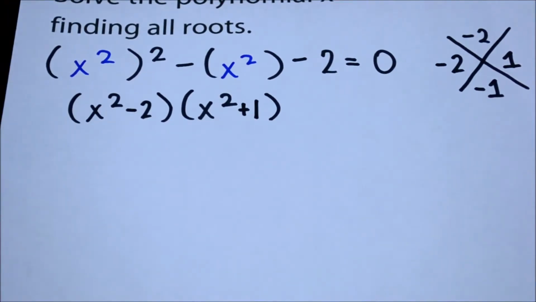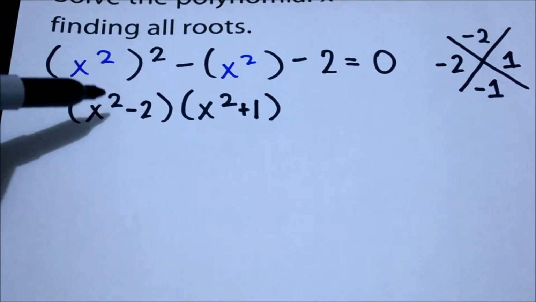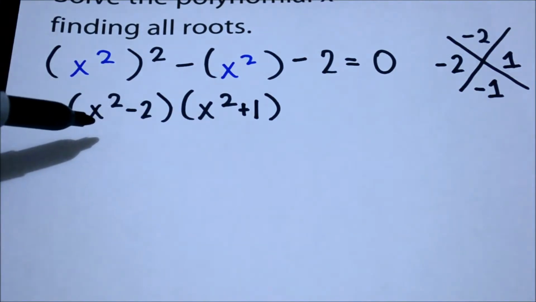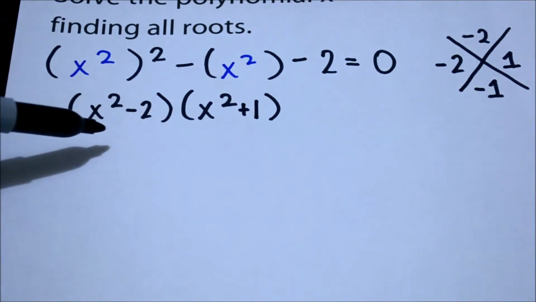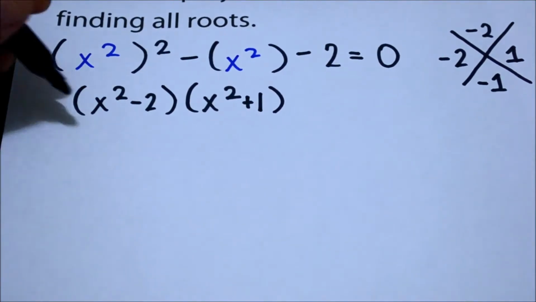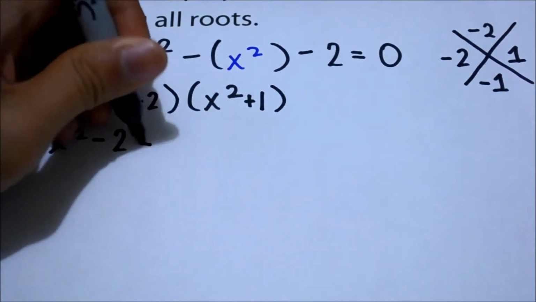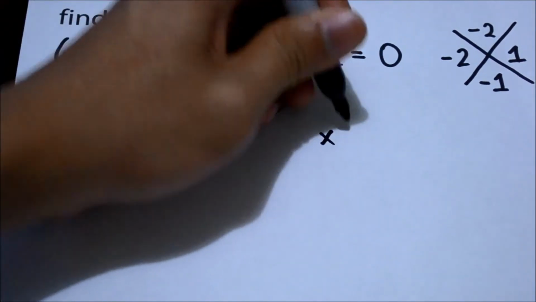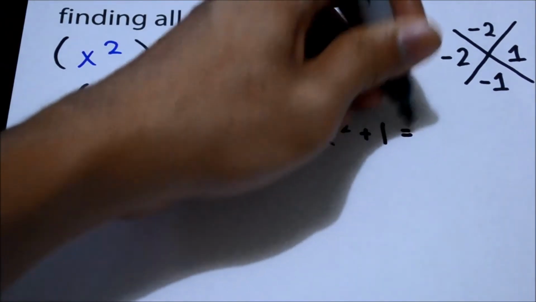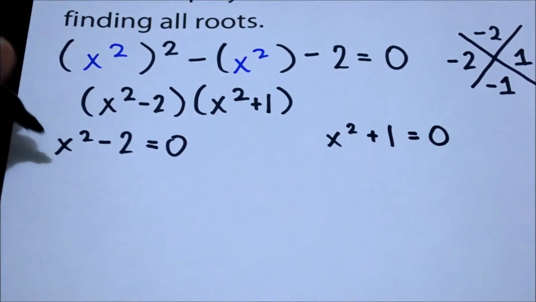Now see if we can factor these two sets or break them down even more. However, we cannot factor these any further, leaving us to solve for x. So it will be x squared minus 2 equals 0 and x squared plus 1 equals 0. Solve this one first.